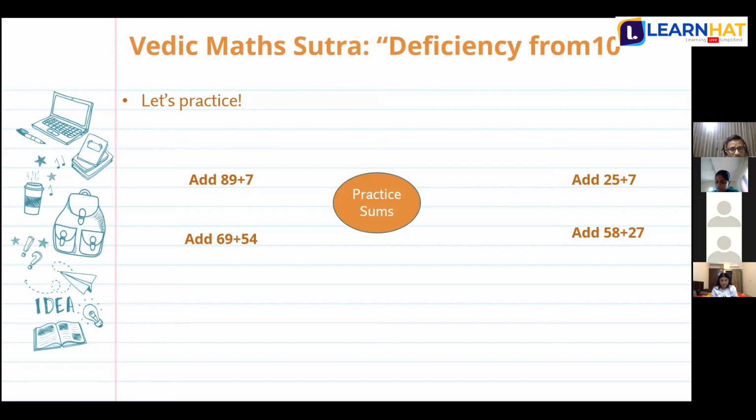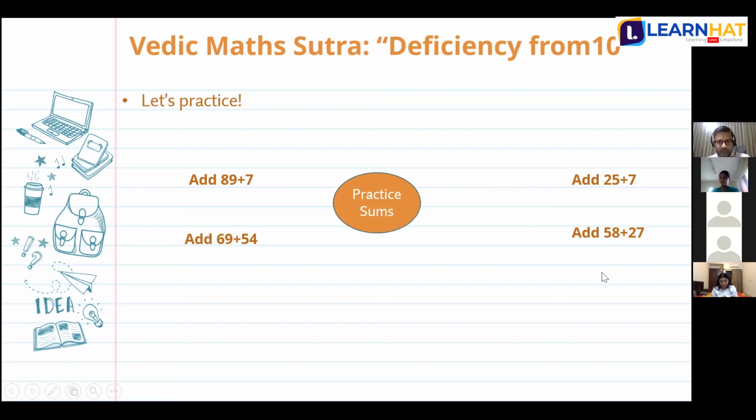So how do I write the sentence? 89 plus 7. So 89 is close to which base? 89 is close to 90, right? So then you need to write 90 minus 1. 89 can be written as 90 minus 1 plus 7. 7 minus 1 is 6. So the answer is 96. Clear?